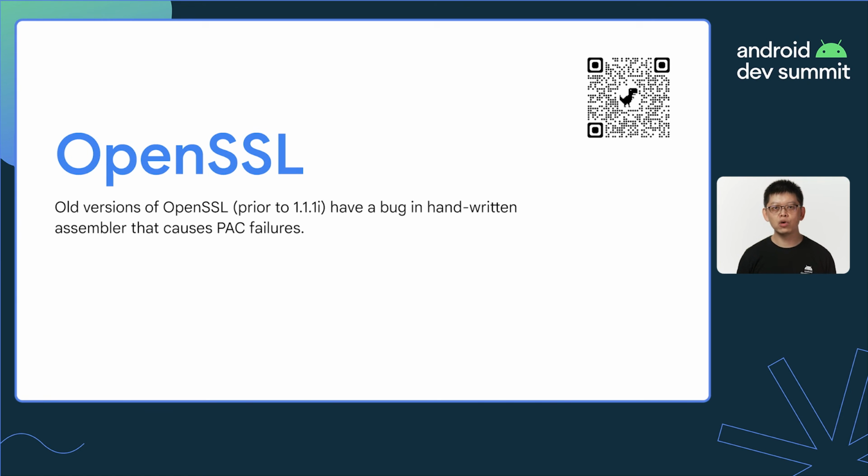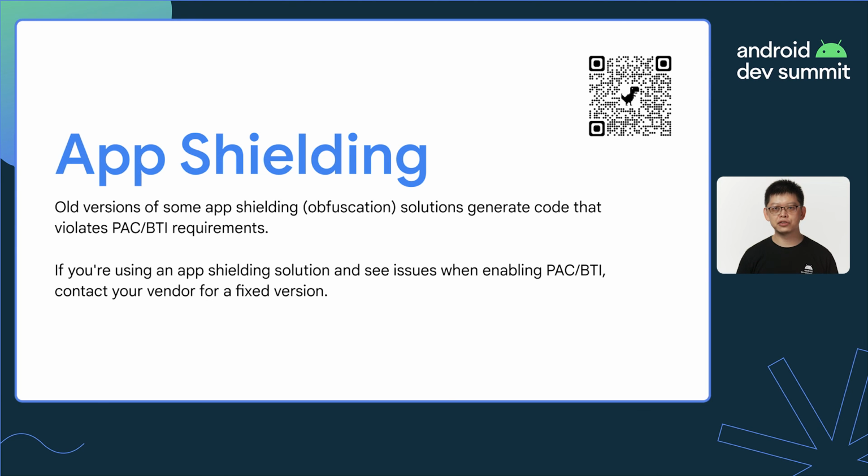Similarly, some old versions of OpenSSL have a bug in handwritten assembler that causes PAC failure. Again, check which version you are using and make sure you are using the new version with the fix. If your app is using some app shielding solution, please make sure the solution is working when PAC and BTI are enabled. Contact your vendor if you see issues.